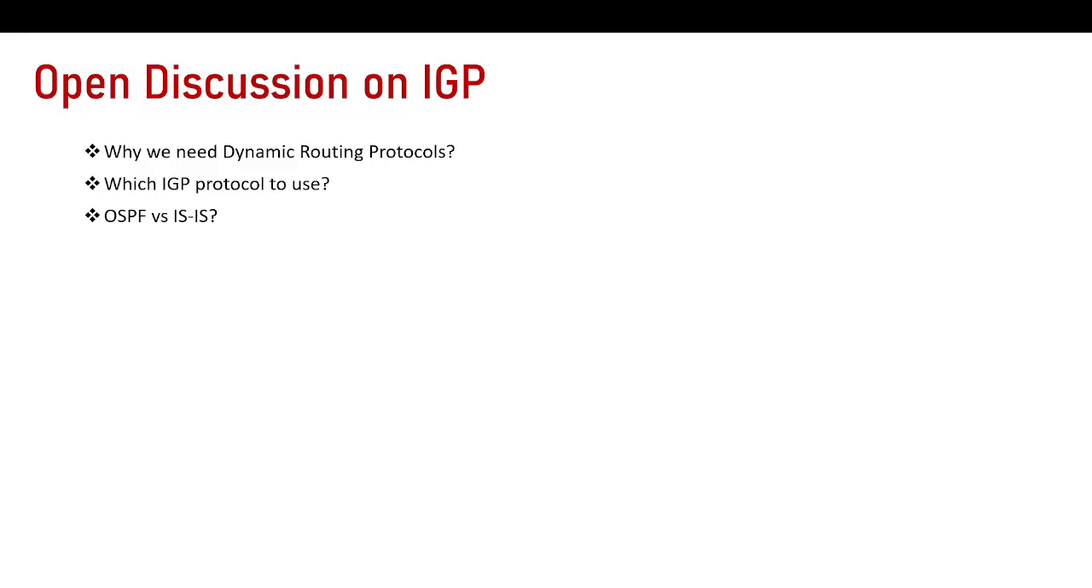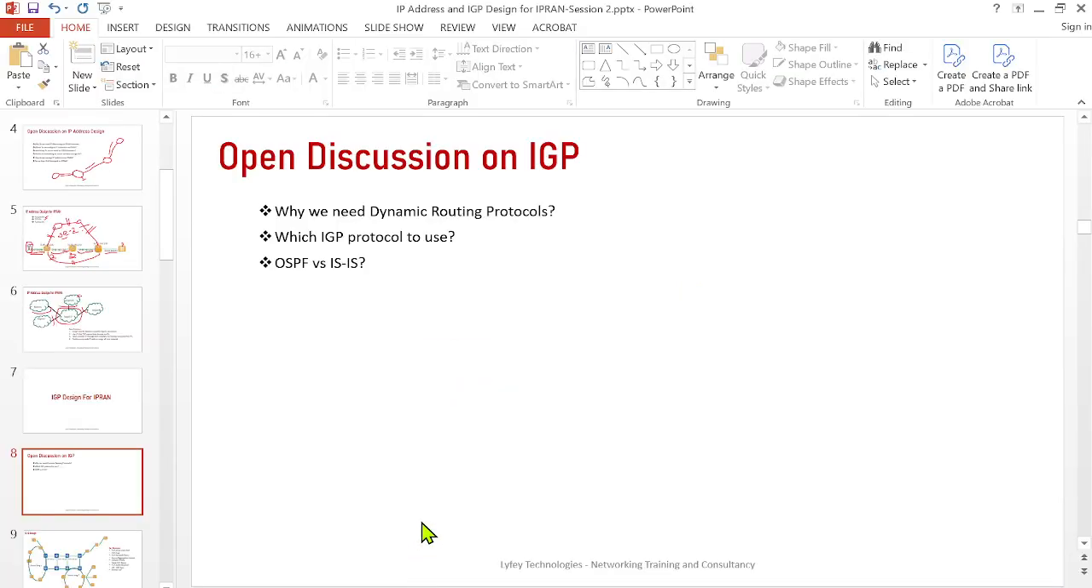Yes, proceed. ISIS, because ISIS is a little bit more scalable than OSPF when you look at scalability. Okay, thank you. Anyone else with a different or an additional opinion on that? Why are you using ISIS and not OSPF? Or why are you using OSPF and not ISIS on your IPRAN network?